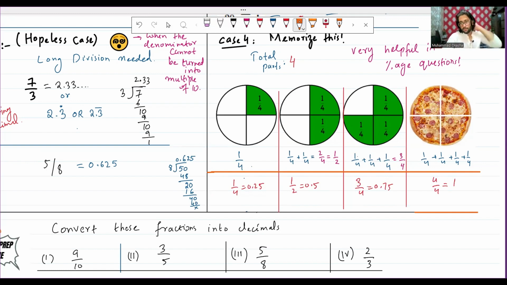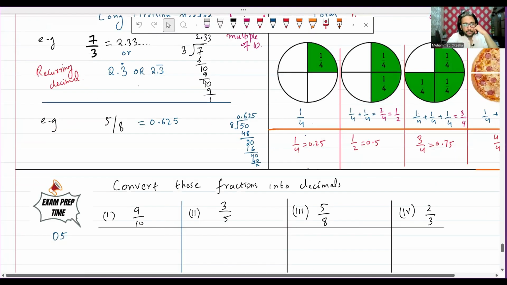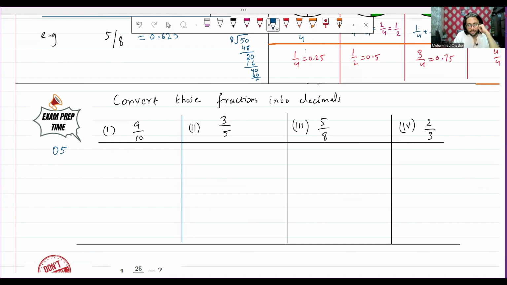Okay, so we're done looking at all the 4 cases of how to convert fractions into decimals. Now let's look at some questions and convert them into decimals. 9 divided by 10, this is pretty simple. If it's a multiple of 10 at the bottom, I'll just move it 1 decimal place to the left. So 0.9 is my answer.